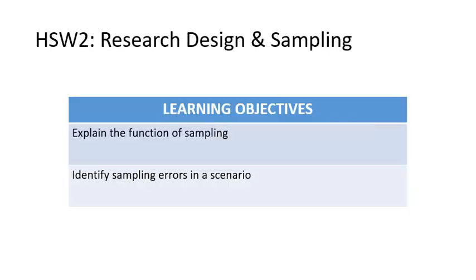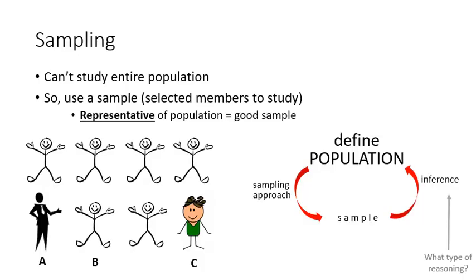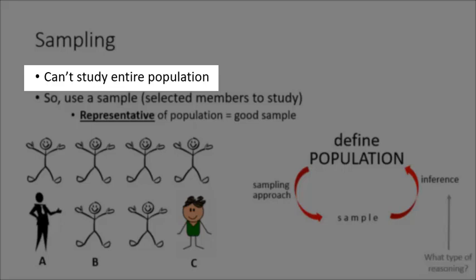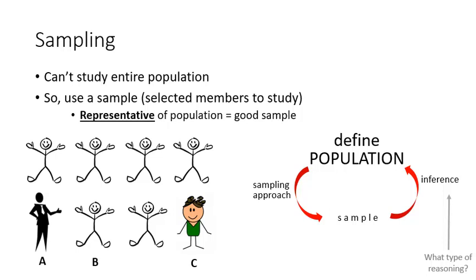Let's move on to focus more on sampling. Here are the learning objectives. Sampling is important for all research designs. We cannot study an entire population. If I'm doing research on people, I cannot have every person in the world in my study. If I'm researching insect damage on corn plants, I cannot examine every corn plant. I have to use a sample.